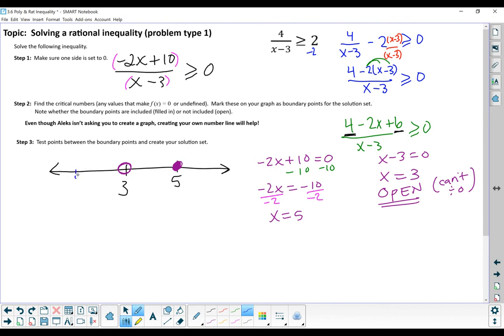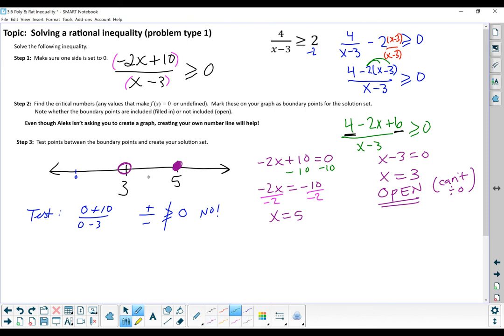I'm going to go ahead and test 0 because that's an easy one to test. So that means negative 2 times 0 is 0 plus 10. So my numerator is positive. On the bottom, I have 0 minus 3, so that's negative. So our question is, when I take a positive number and divide it by a negative number, is it greater than or equal to 0? And the answer is no. So we don't shade this far left region.